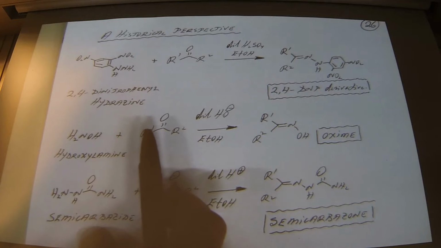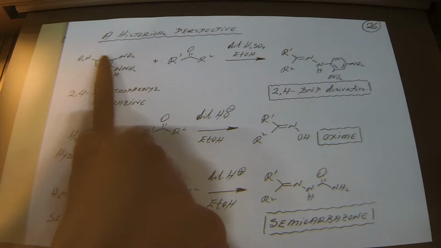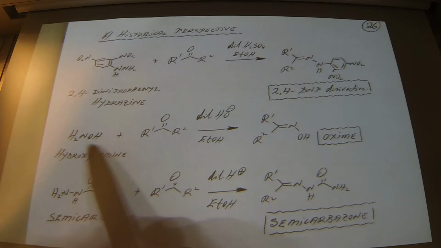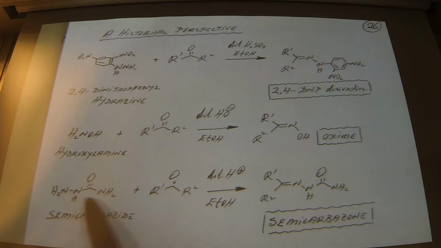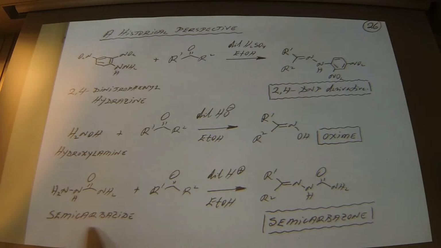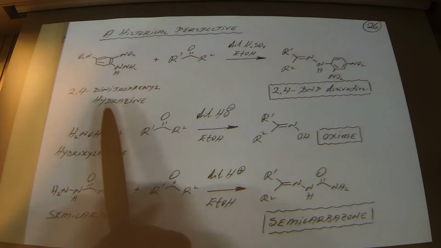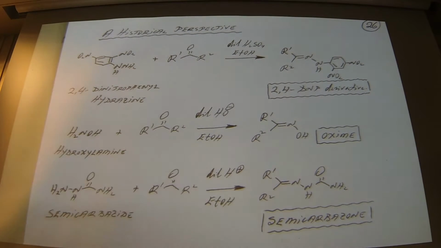Okay, so you can think of this as being an ammonia derivative, right? If you have NH2 with this whole big piece attached to it. Or here you have NH2 with a hydroxy attached to it. Or here you have NH2 with this urea piece attached to it. So this is called hydroxylamine, this is called semicarbazide, don't worry about that. This is 2,4-dinitrophenylhydrazine, and then NH2NH2 is hydrazine.